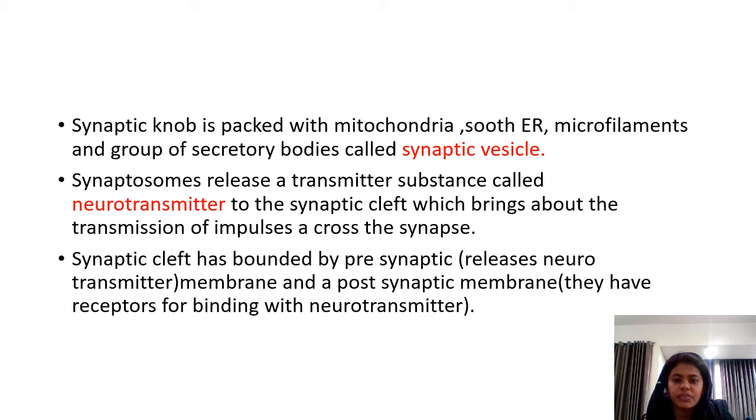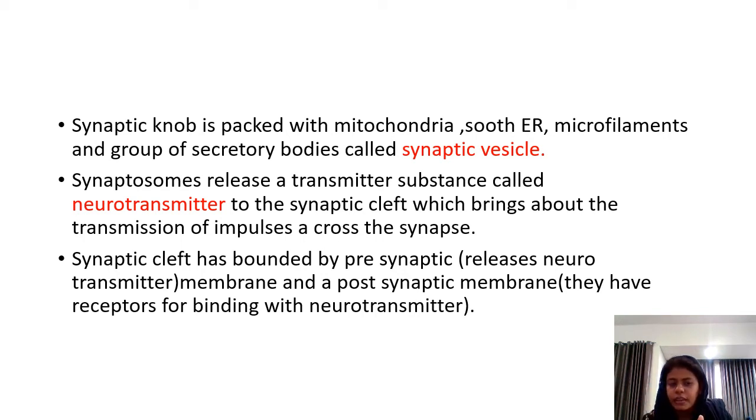Synaptosomes release a transmitter substance, which is called a neurotransmitter, into the synaptic cleft, which brings about the transmission of impulses across the synapse. Across the synapse means in between two neurons there is a junction, and how are the impulses transmitted through this junction? This is by the help of a chemical which is called a neurotransmitter. So neurotransmitter is the chemical which helps the transmission of impulses from a presynaptic neuron to a postsynaptic neuron through this junction.